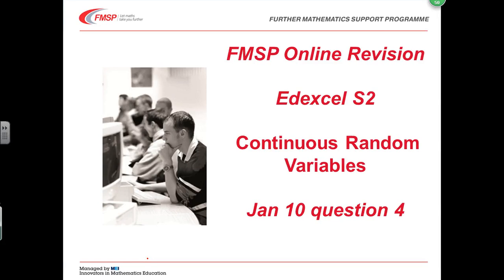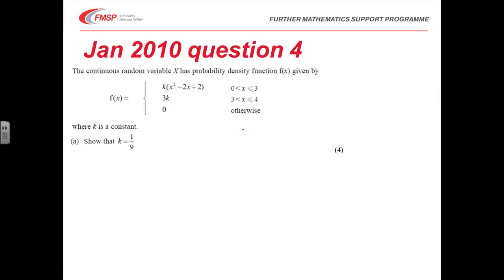So this is Edexcel S2, January 10, question 4, and this is another question on this paper about continuous random variables. So in this question we've got the continuous random variable x, and we're told that it has a probability density function, little f of x, given by this. So we're dealing with two supports here, well three because you've got the otherwise, and we're asked to show that k is equal to 1/9.